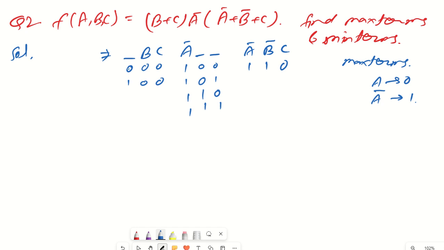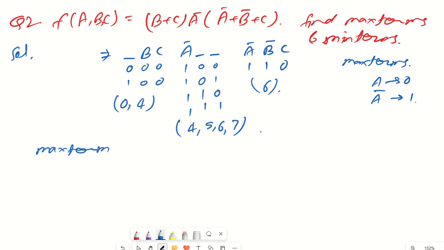Now you collect the terms. So what is the equivalent number of this? This is going to be 0, 4. So this will be 0, 4. This is going to be 4, 5, 6, 7, and this is going to be 6. Okay, so out of all these terms we have to take the unique terms, because redundancy is not needed, like 4 is there in both places, 6 is there in both places, so they can be removed. So this is how you are going to get your max term expression as multiplication of max terms of 0, 4, 5, 6, 7.